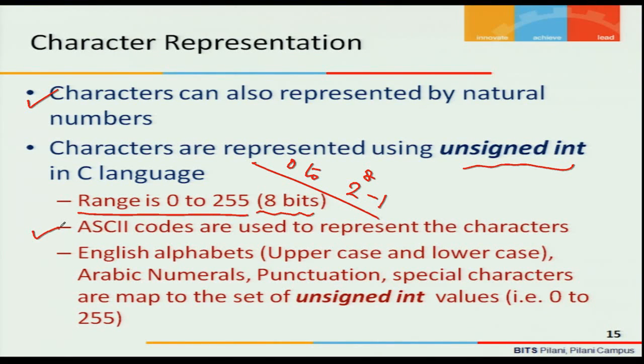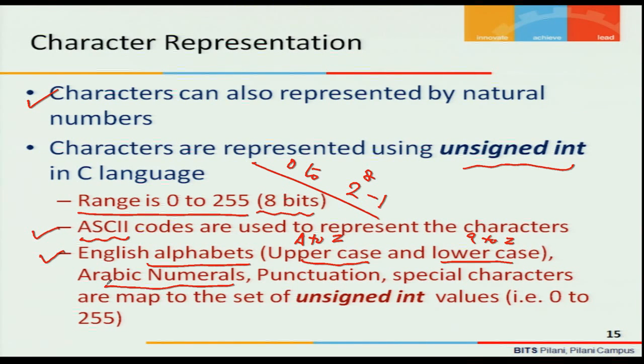We use ASCII code to represent the characters. ASCII code is an 8-bit code. So each character is a combination of 8 bits, and the total number of combinations I can get is 256, including 0. What are the characters we need to represent? The English alphabets, uppercase letters capital A to capital Z, and lowercase letters a to z.